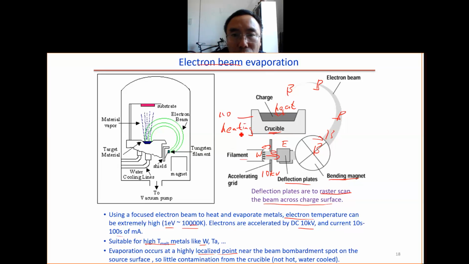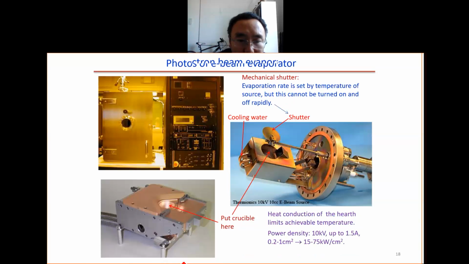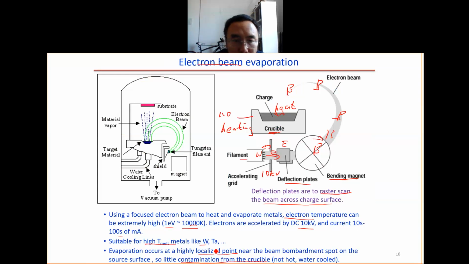So the crucible is not heated. As a result, the contamination from the crucible is not a problem. We have little contamination from the crucible. But this is different from the thermal evaporation.